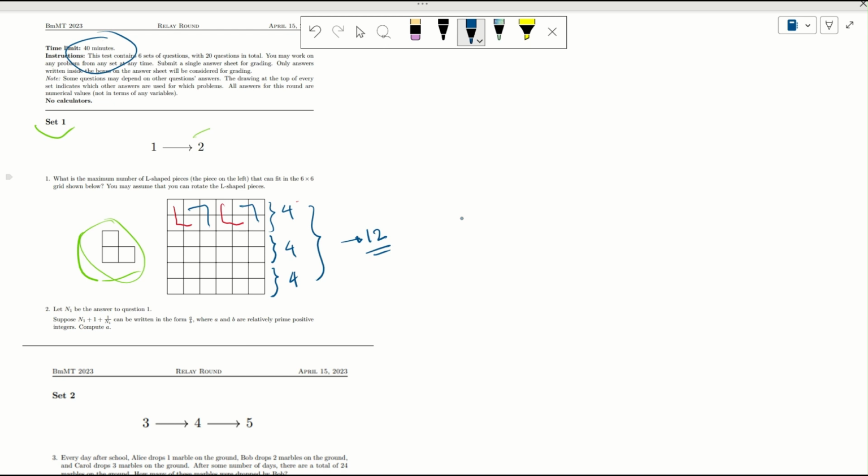Now, based on this 12, problem number 2 is asking: let's assume that N1 is the answer to question 1. So we know that N1 is going to be 12. Now it says suppose N1 plus 1 over N1 is written as A over B. We know that A and B are relatively prime positive integers and we are going to find A here. So what's the value of A?